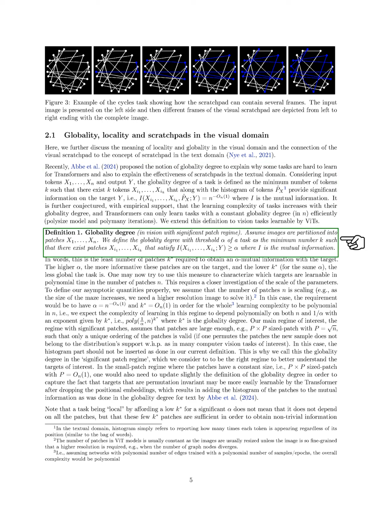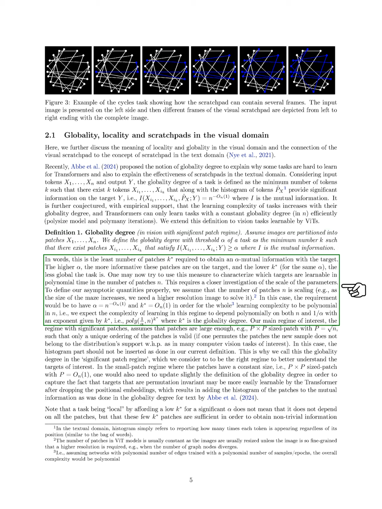In our definition, we consider images divided into patches. The globality degree with a certain threshold indicates the least number of patches required to achieve a specific level of mutual information with the target. A higher threshold means the patches are more informative, and fewer patches are needed for the task to be considered less global. We aim to characterize which targets can be learned efficiently based on the number of patches.